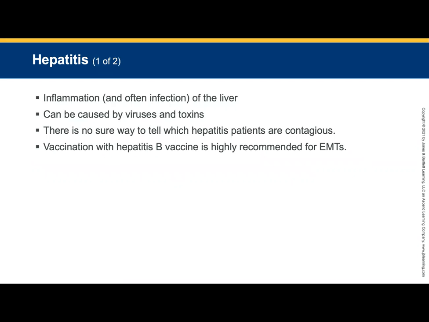Hepatitis, this affects the liver. There's no sure way to tell which hepatitis patients are contagious. Hepatitis A can be transmitted only from a patient who has an acute infection, whereas hepatitis B and C can be transmitted from a long-term carrier who has no signs of illness. A carrier is a person or animal in whom an infectious organism has taken up permanent residence and may or may not cause an active disease. Hepatitis A is transmitted orally through oral or fecal contamination. Hepatitis B is far more contagious than HIV. Vaccination with the hepatitis B vaccine is highly recommended for EMTs.